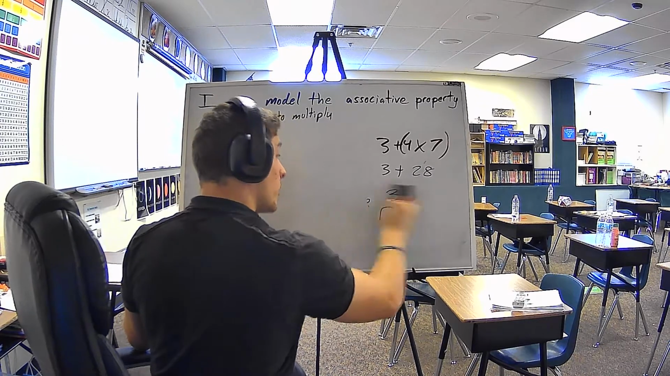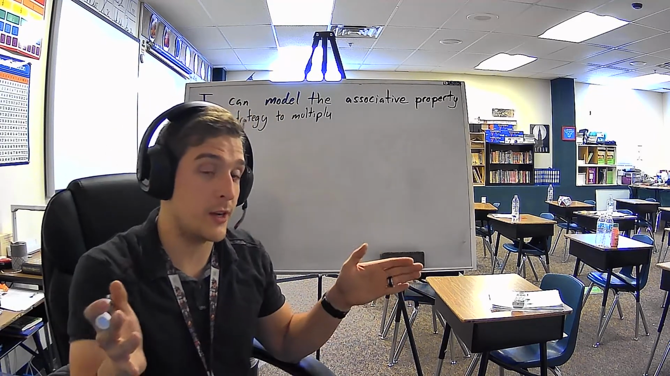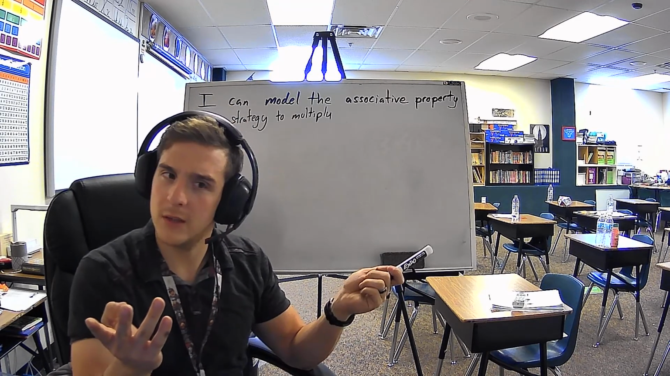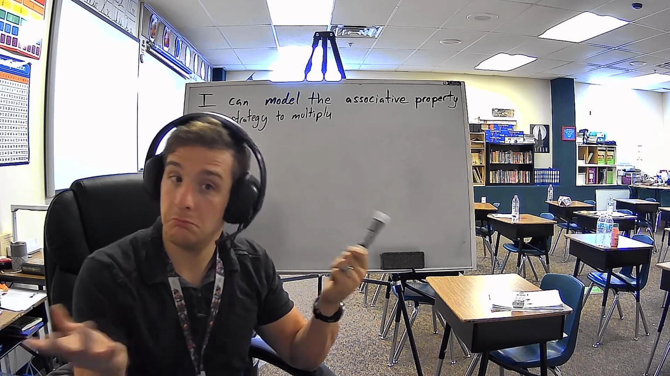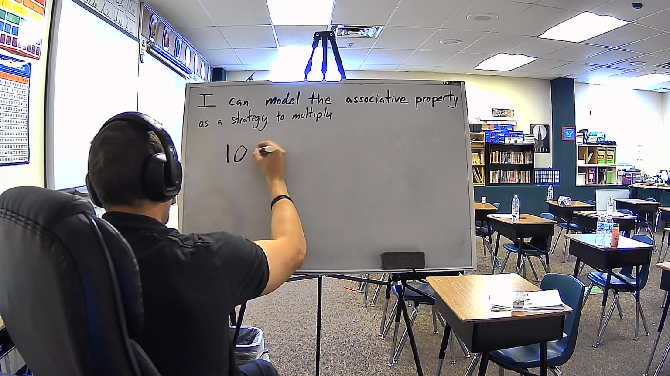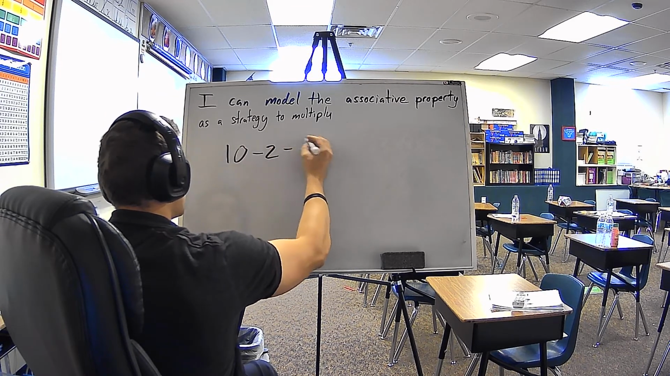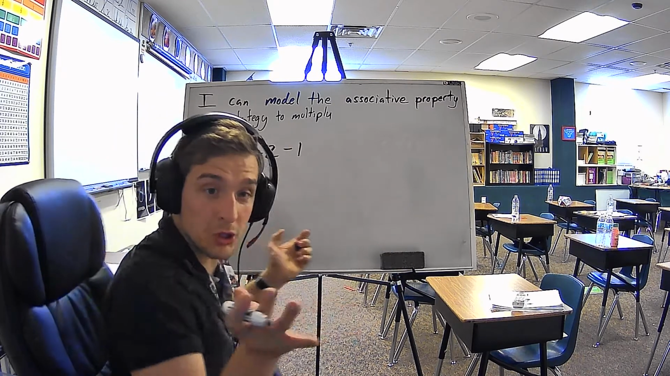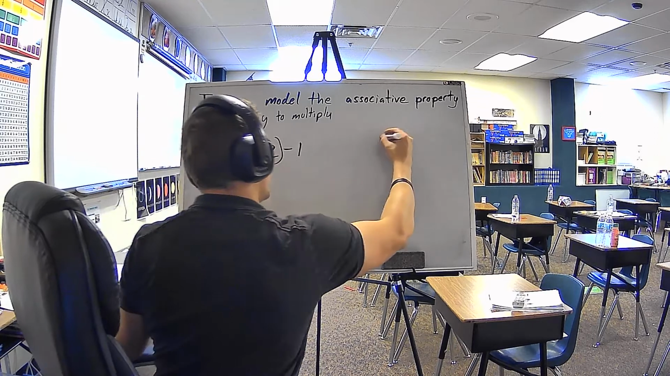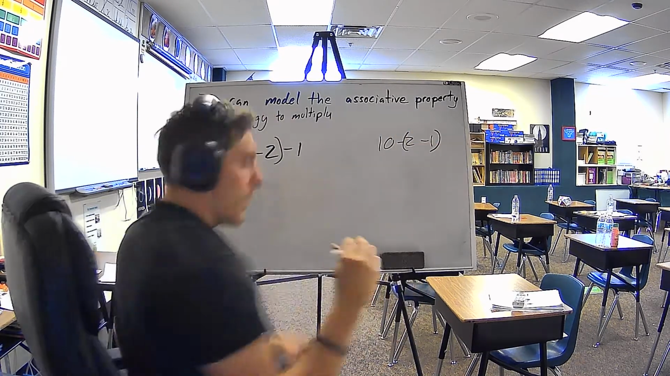If it always works when it's all addition, and it always works if it's all multiplication, but it doesn't work when you cross them, will it work if it's all subtraction? Let's find that out. So let's say 10 minus 2 minus 1. Let's just keep it simple right now. I'm going to put the parentheses around the 10 and the 2. We're going to do the same thing over here, but put the parentheses around the 2 and the 1.